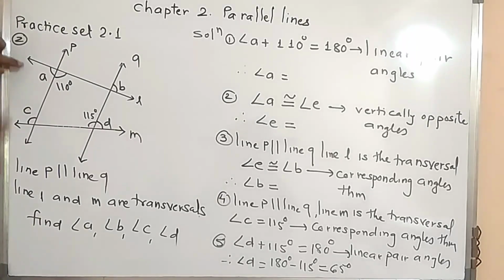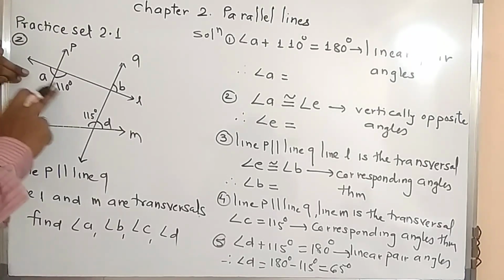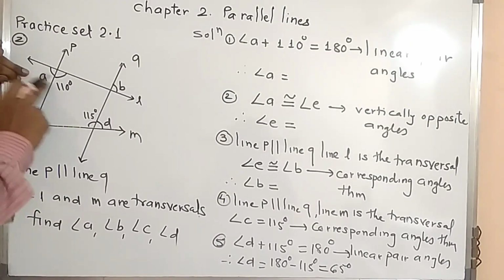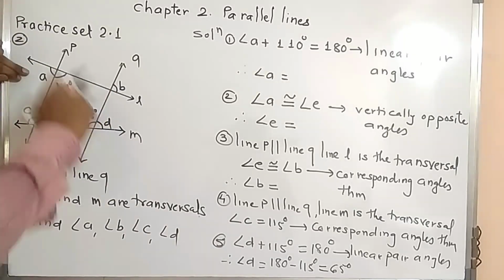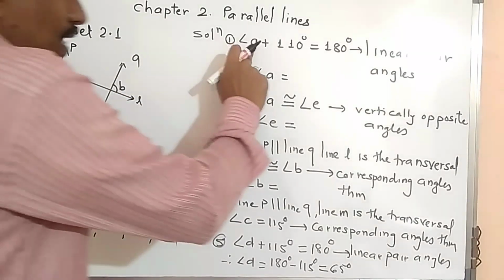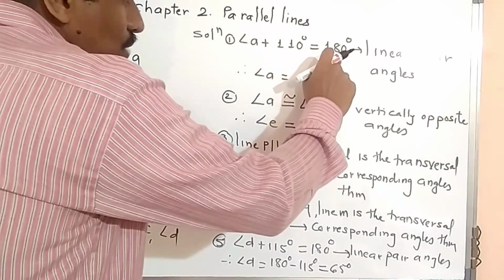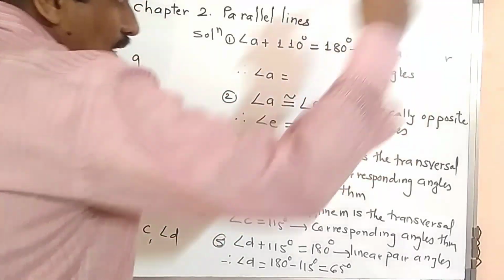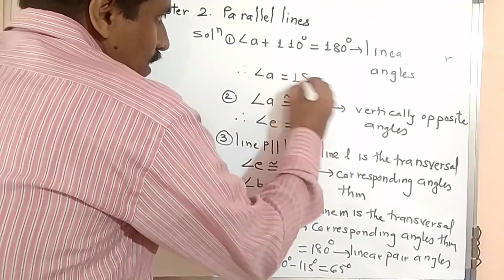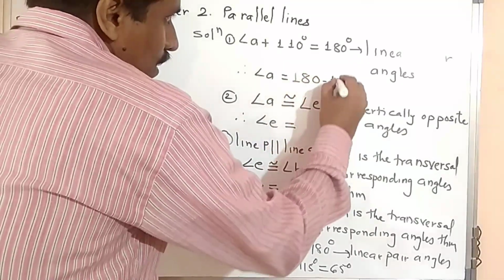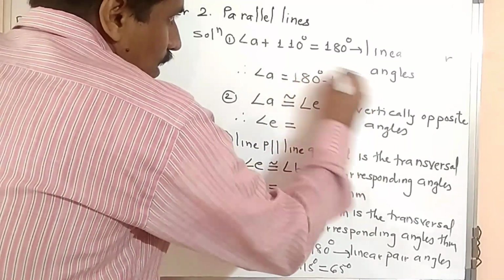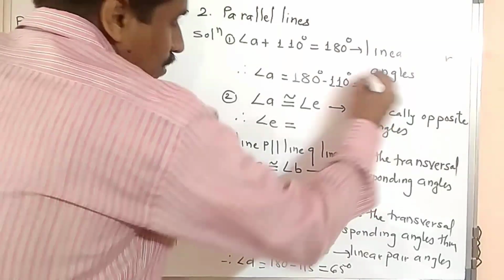First one, what type of angles are these? Angle A and 110 form a linear pair. Therefore, first statement, angle A plus 110 is equal to 180 degrees. Linear pair angles are supplementary. Angle A is 180 minus 110 degrees, that is equal to 70 degrees.